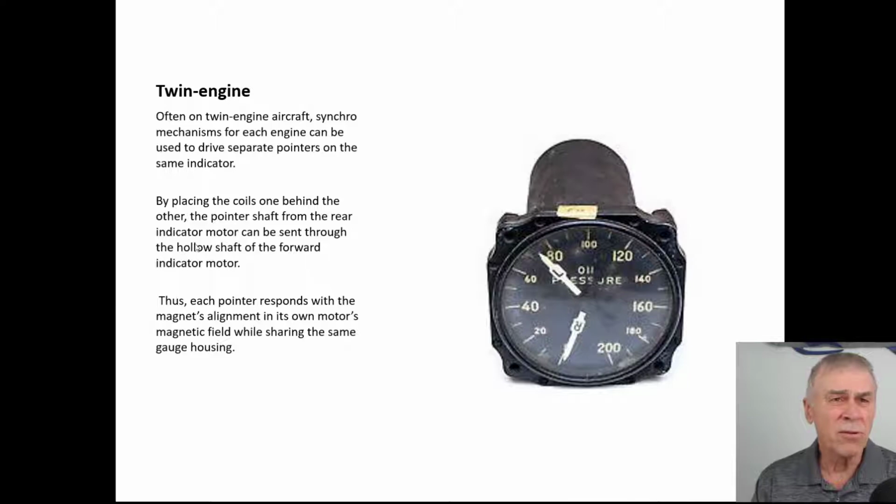Okay, here they do talk about it. The coil, one behind the other, the pointer shaft from the rear indicator motor can be sent through the hollow shaft of the forward indicator motor. So that's a good way of saying it. There's a hollow shaft and a solid shaft, one and the other, and they operate independently with their own systems.